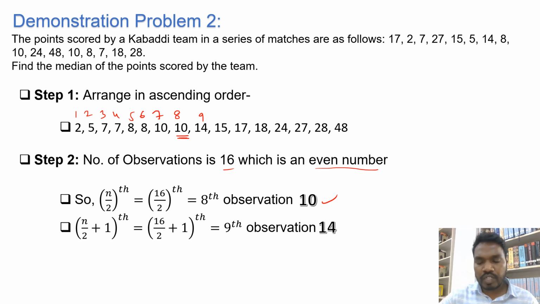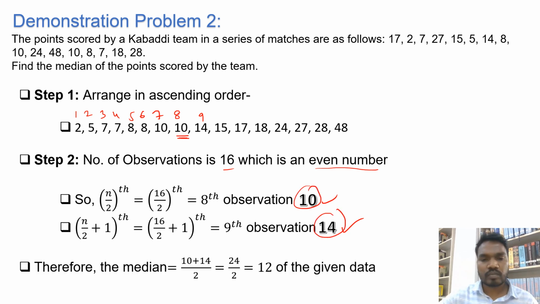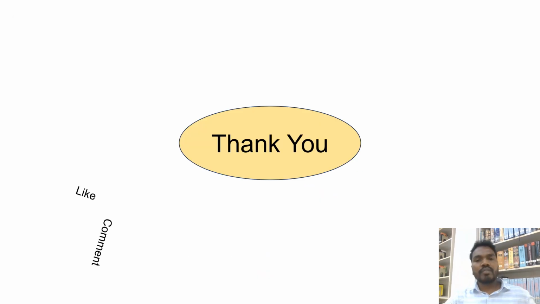14. Now we need to take the mean or the average of this number and this number. That will be our median, right? So 10 plus 14, we know how to take the average: just take the sum and divide by 2. So 10 plus 14 is 24, by 2, which is 12. So 12 is the median of the given data. So here the median point is 12. Clear? So that is the way we can find the median, right?